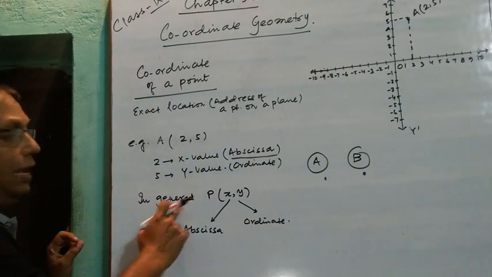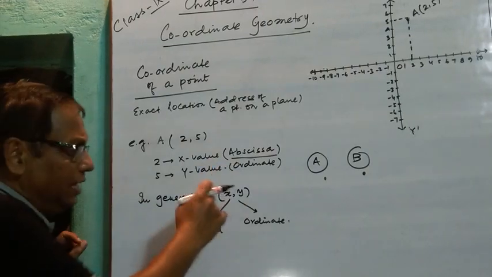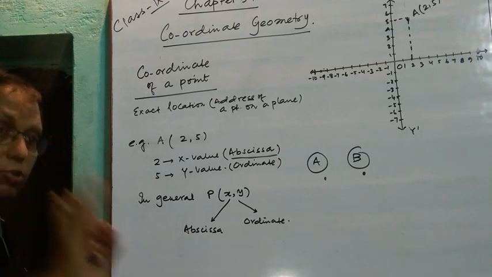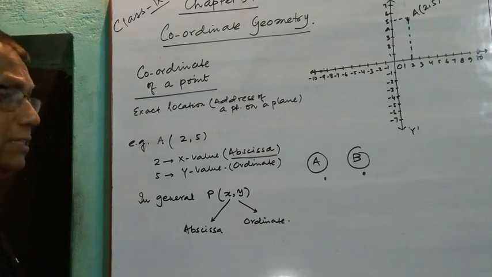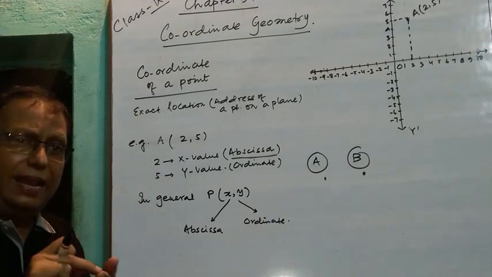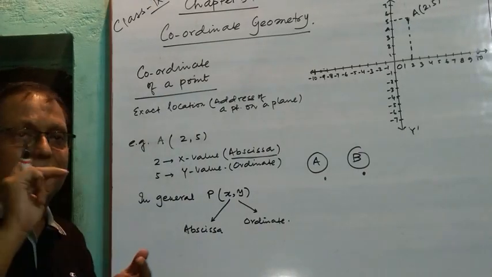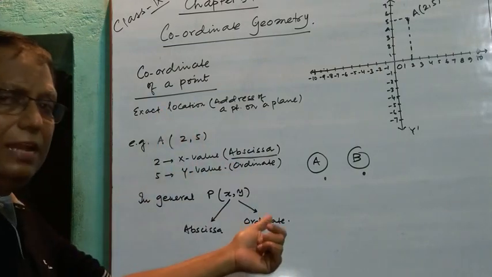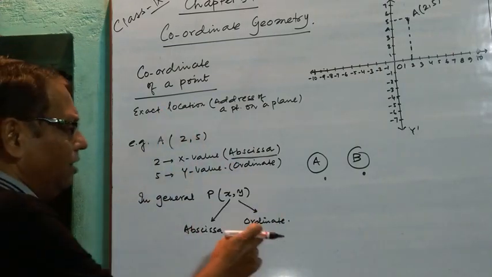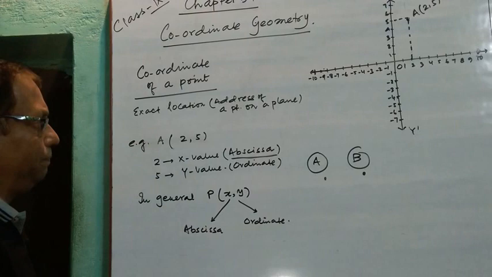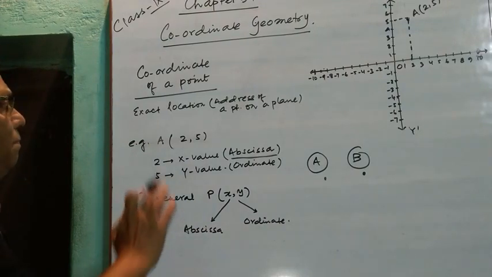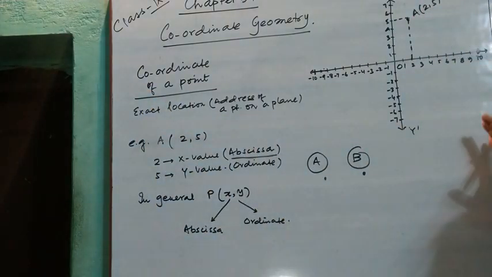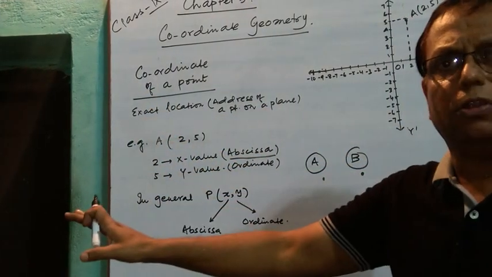In general, if P is a point, within brackets we will first write the x value. Remember, this is mandatory. It is a rule. We cannot do otherwise. The first number that we write is our x value, that is the abscissa of the point, comma, then the value that we write next is the y value, which is known as the ordinate. Now, with the help of this graph, I will try to explain the concept of the coordinate.